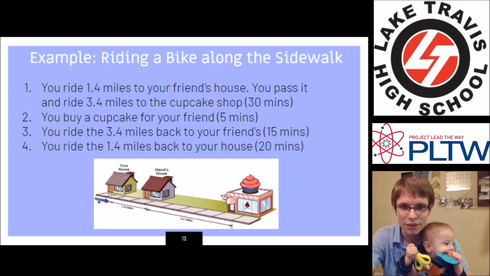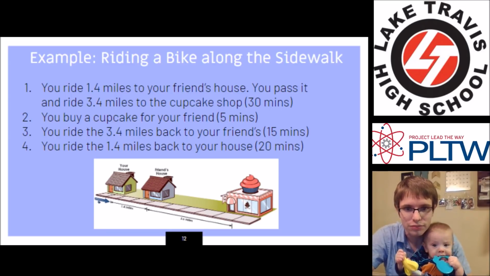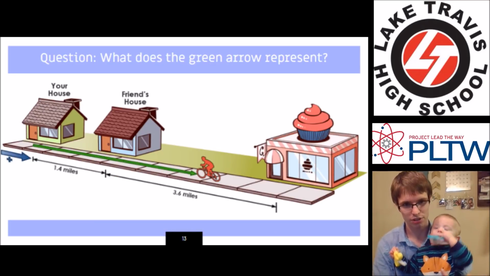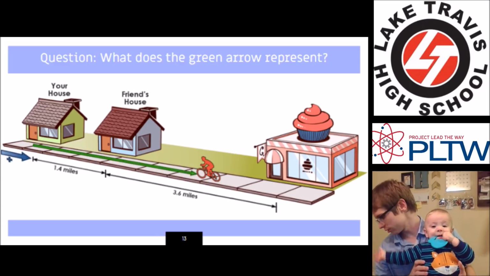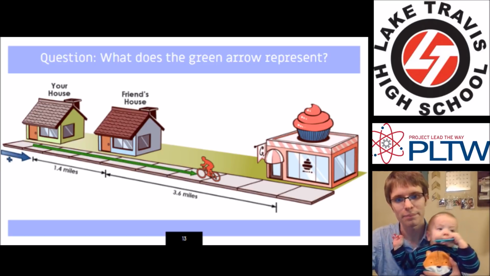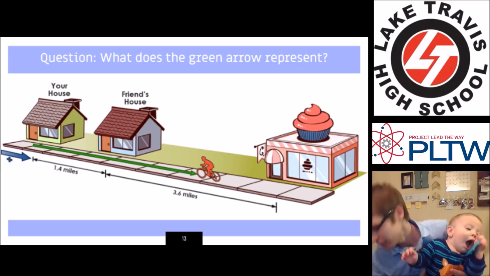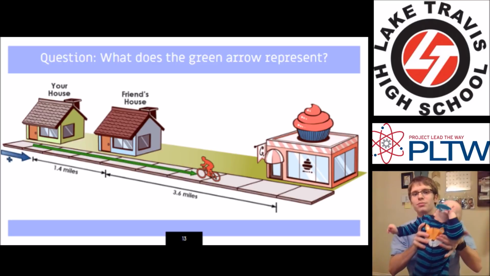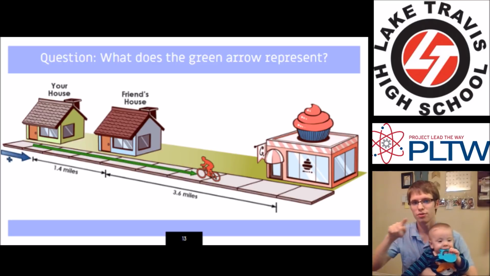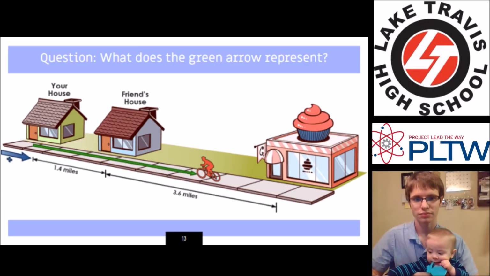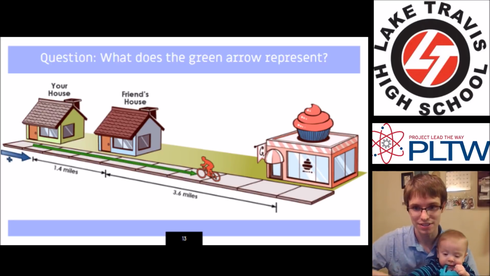Okay, so here's a question for you. After all that, what do you think this green arrow represents? Let's say you have already gone to the store and you're coming back. What does this green arrow represent? Displacement or distance? Okay, it's a displacement. Yeah, because the distance would just be all the way to the cupcake store and back. So it would be the 5 miles. Actually, what is the distance in this case?